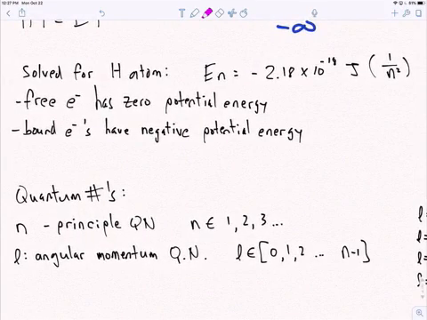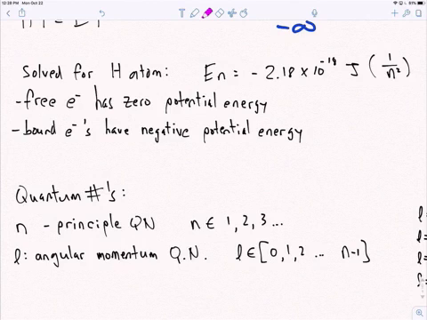The wave function is solved for the hydrogen atom. We can solve this, and Schrödinger did this. He did this supposedly in a weekend trip with his mistress, as the legend goes. And the energy levels for an electron in the hydrogen atom: the energy level is negative 2.18 times 10 to the minus 18 joules, times 1 over n squared.